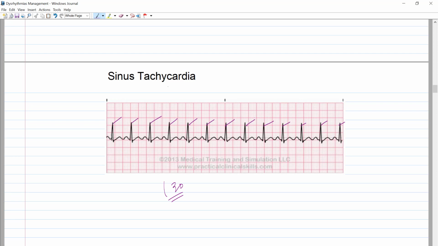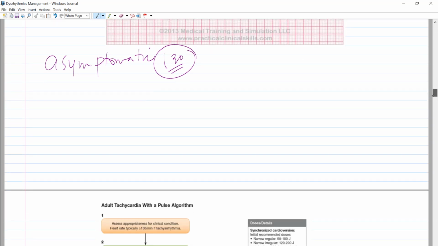Okay? So same thing with sinus brady. You have to know if your patient is asymptomatic or symptomatic. If they are asymptomatic, then you monitor and observe them. But of course, having 130 beats per minute, you can ask the patient to do a vagal maneuver. Okay, how do we do a vagal maneuver? You suction the patient, you ask them to bear down.